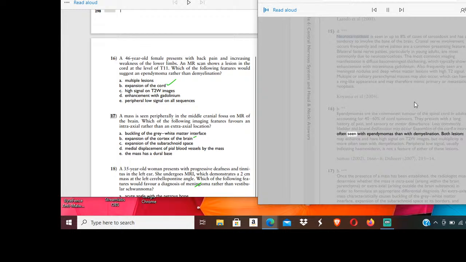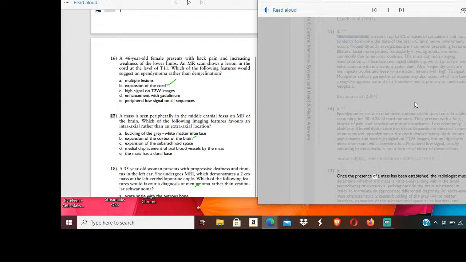Expansion of the cord is more often seen with ependymomas than with demyelination. Both lesions may enhance and have high signal on T2W images, but multiplicity is more often seen with demyelination. Peripheral low signal, usually indicating hemosiderin, is not a feature of either of these lesions. Sutton, 2002, 1666-8, Dehnert, 2007, 213-14.